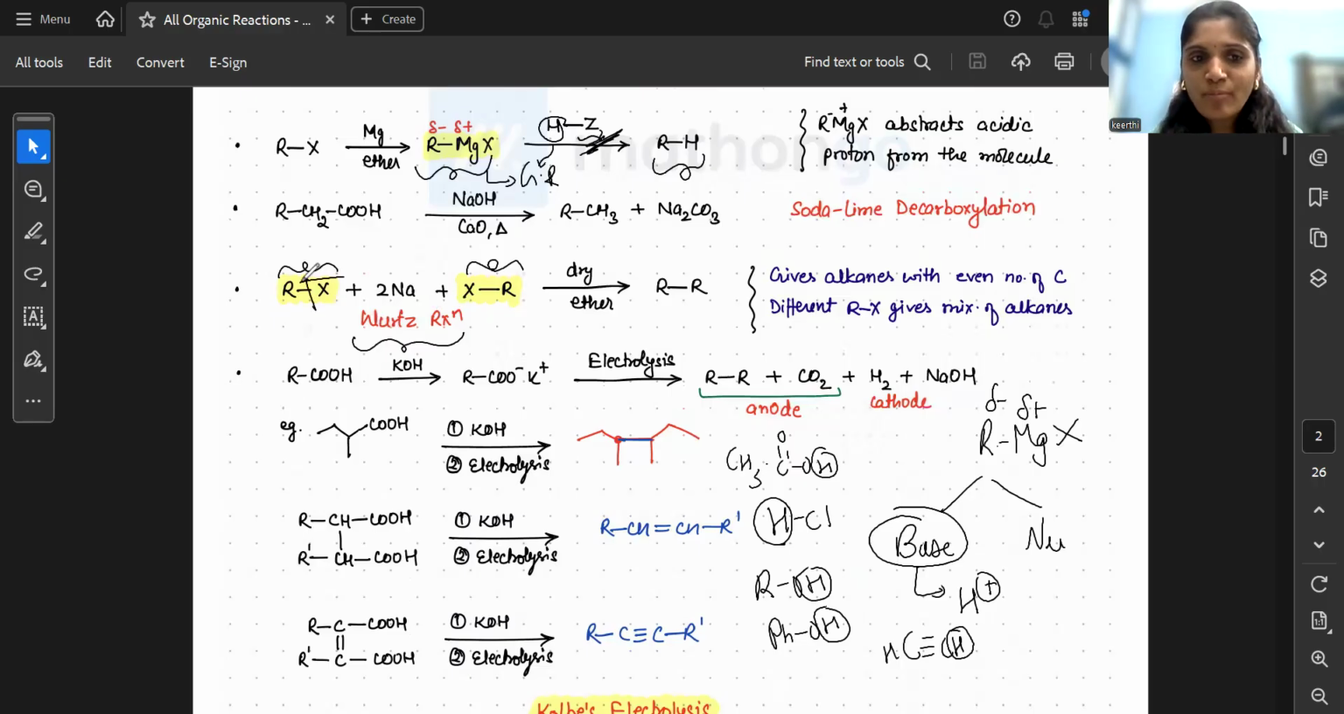What exactly happens from this? You react both the alkyl halides with sodium. Sodium goes with these 2 halogens. And what am I left with? I'm left with an alkane.